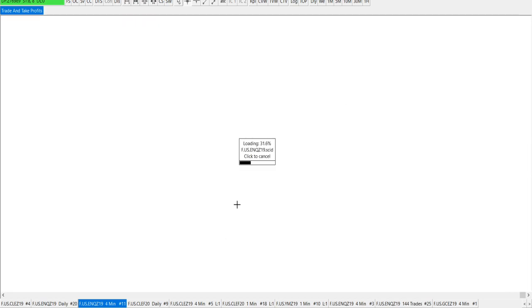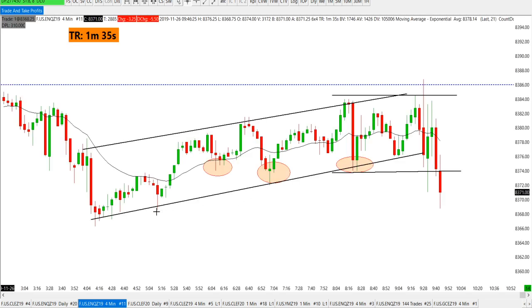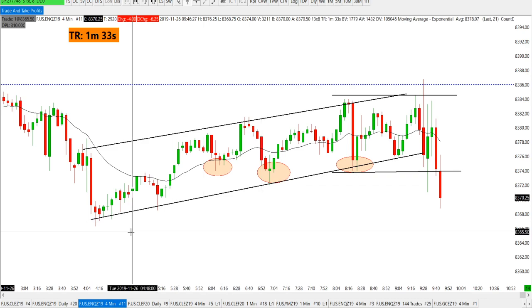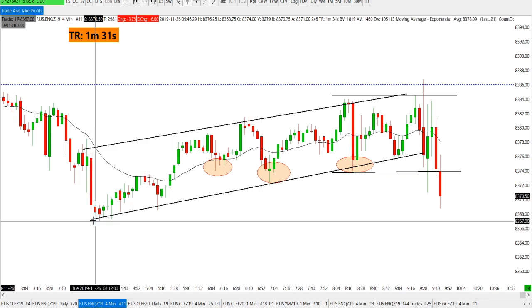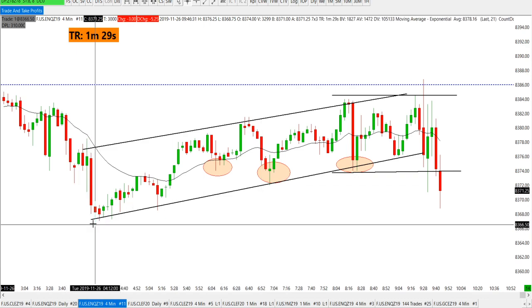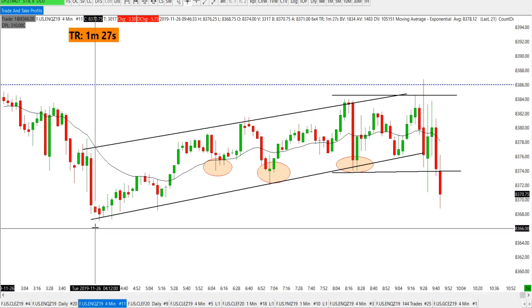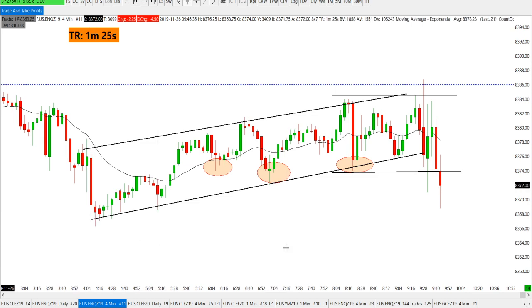So overall, I do expect they probably will go back to the lows right here. We'll see. If you guys have any questions, let me know. Let me see what's going on here.